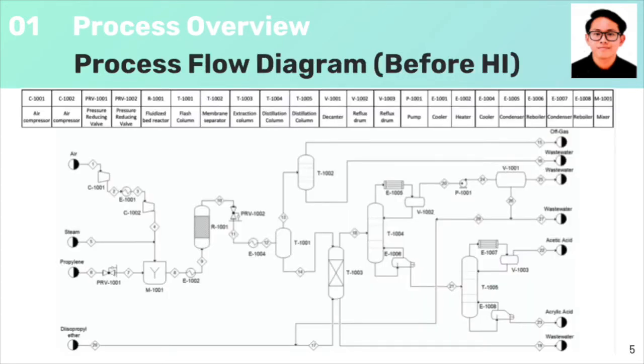This is our process flow diagram before heat integration. As you can see, air, steam and propylene will go through a mixer before it enters our reactor. After that, the stream will flow into our flash column. The gas from the flash column will flow into a membrane separator before being released as off-gas and wastewater. Meanwhile, the liquid component from the flash column will flow through an extraction column to remove the water content. Lastly, the stream will flow into two separate distillation columns before it goes out as a product.